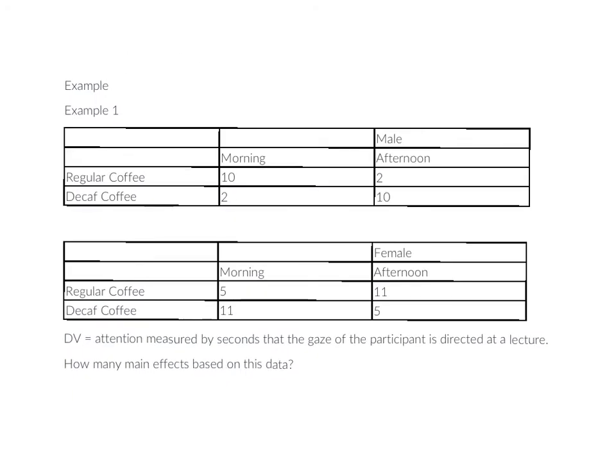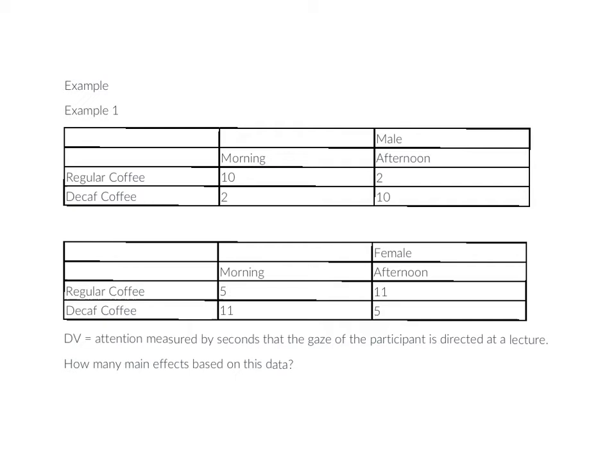Okay, so previously we looked at this problem and we worked out the main effects, right? Here you have how many main effects based on this data. Now, I'm also going to ask you questions like this, but I'm going to ask how many two-way interactions do we have? Now, let me briefly explain what a two-way interaction is.